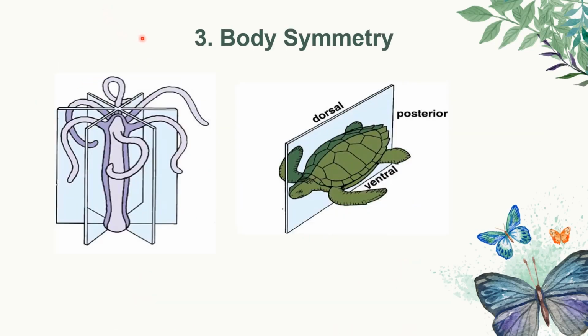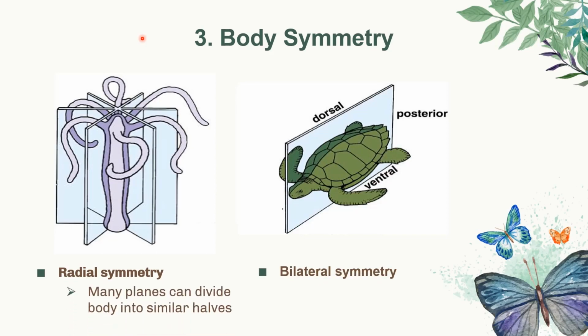The third one is body symmetry. Body symmetry is split into 2 types, which is either radial symmetry or bilateral symmetry. Radial symmetry is when multiple planes can divide the body of the animal into similar halves. While with bilateral symmetry, you can only cut it in one plane to have similar halves.